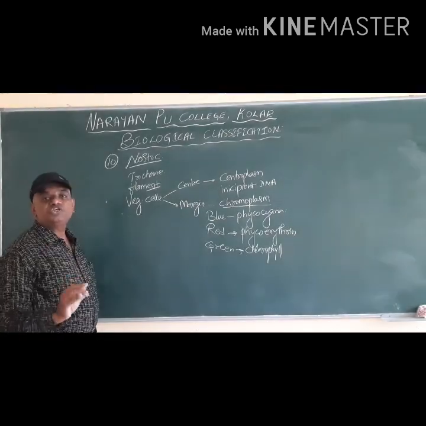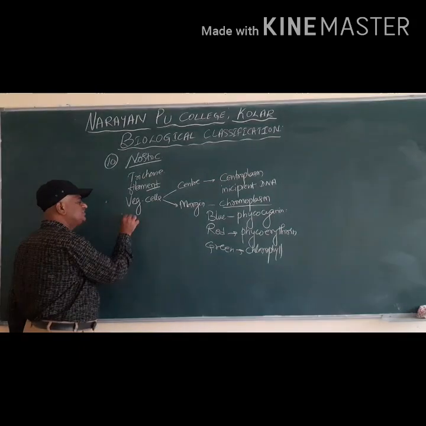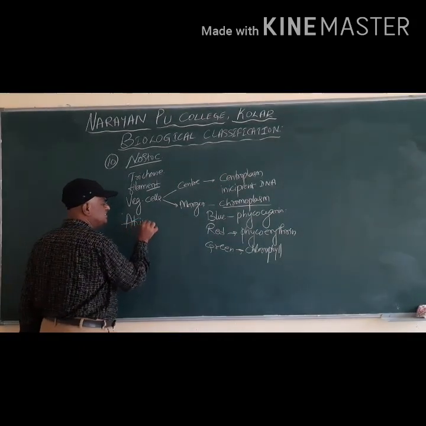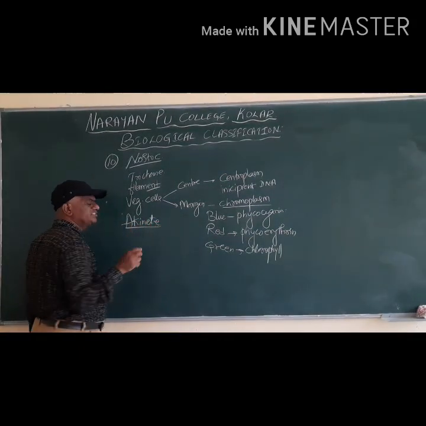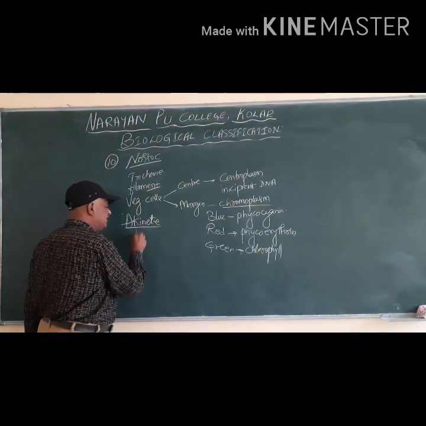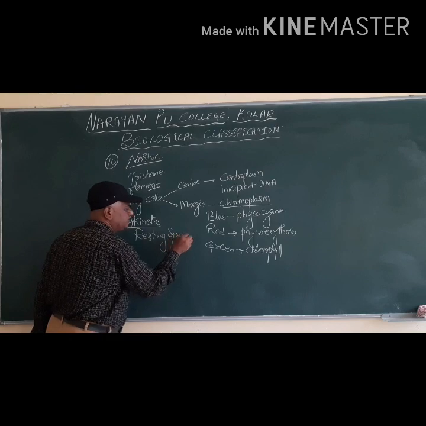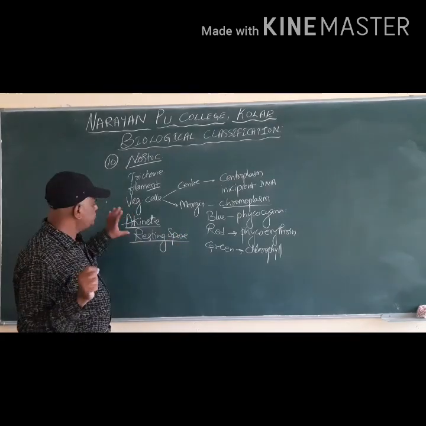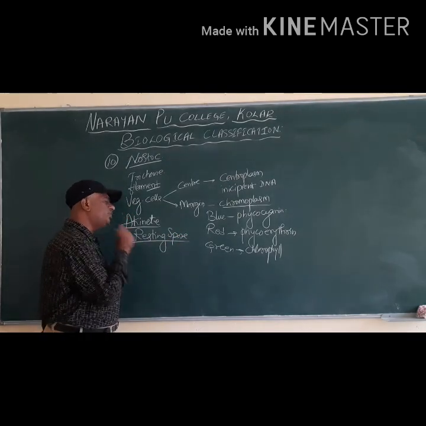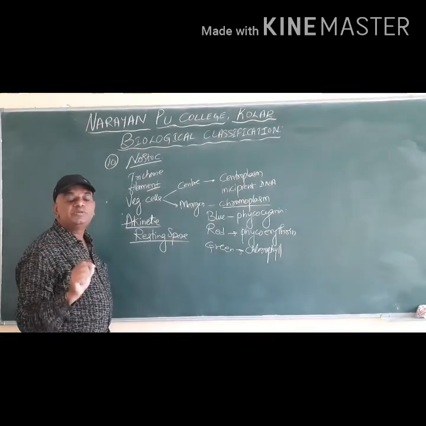Here, the reserve food is stored in a separate cell, and this separate cell is called akinete. It is stored in a separate cell. Akinetes are also called resting spores. So this helps in storage. Akinetes are nothing but cells where reserve food is stored. They also help in reproduction.